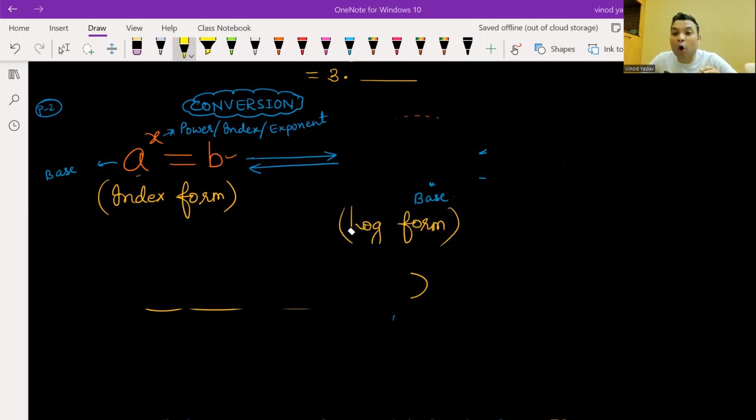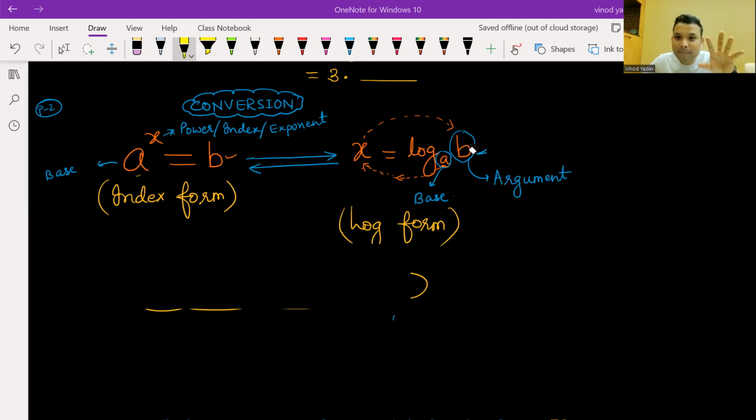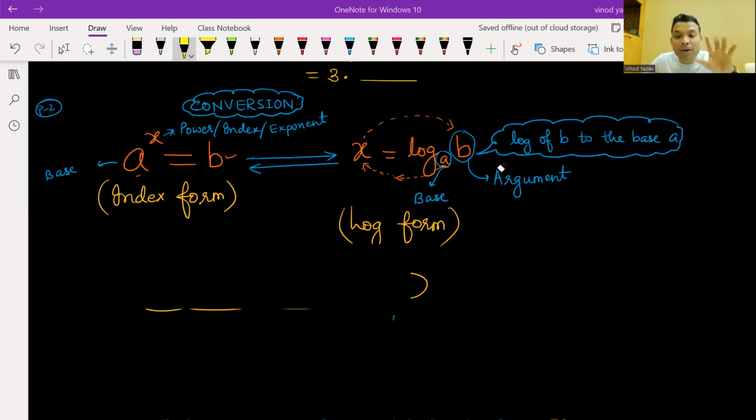and that form is log form. What is that log form? Check this. x is equal to, don't you think we were going to find the value of x only, right? So x is equal to log of which two terms? b to the base a. b to the base a. b generally I call it there as answer, but technically you can call it as argument. Yeah, correct. So how to read this? Log of b to the base a. All right.